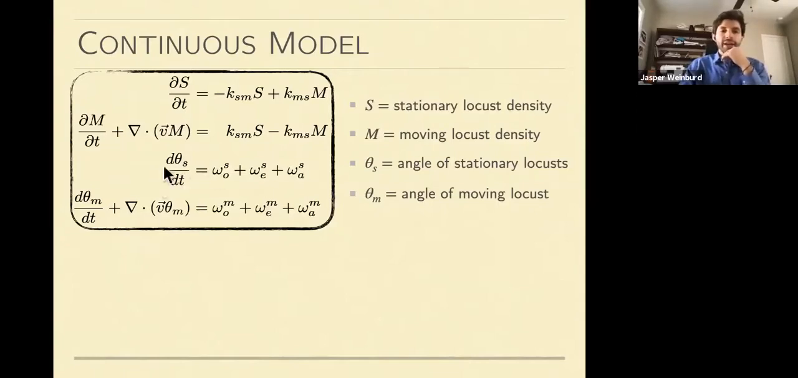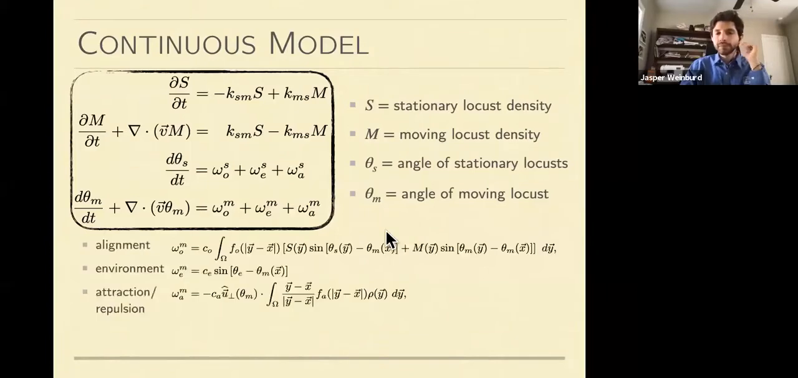And then we've got an evolution for a theta S, which represents the angle of all the locusts that are stopped at a certain location, and theta M for moving. And so while I wrote it to look like a PDE at the top, this is in fact an integral PDE because of these omegas. All those sums turn into integrations with kernels depending on the distance.